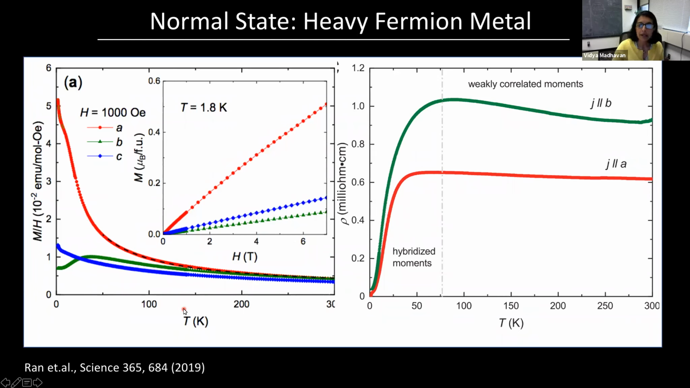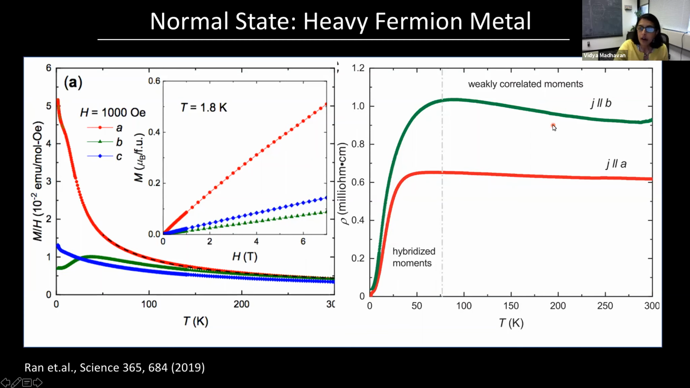So now the first thing I'd like to do is talk about the normal phase, because the normal state of this material is extremely interesting. It's actually a heavy fermion metal. And you can see this both in the measurements of magnetization as well as the resistivity. The resistivity measurements show it's a metal, but the resistivity shows an increasing resistance with decreasing temperature.